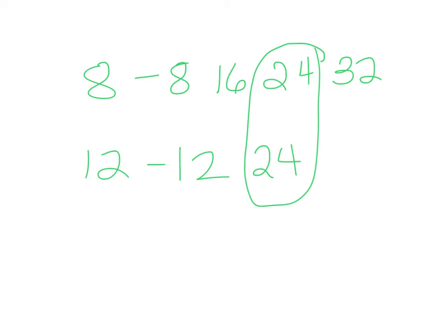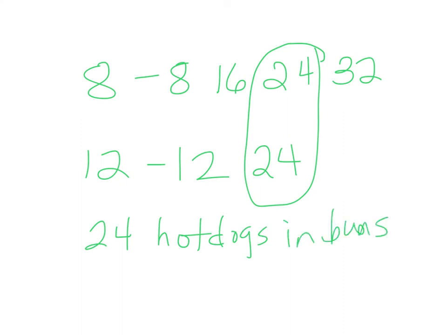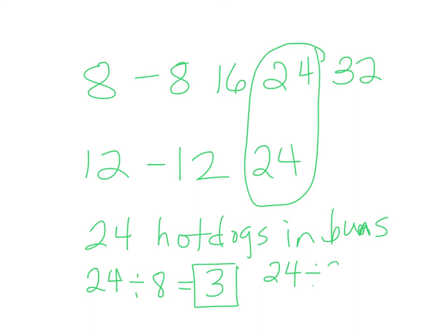So, George Banks can serve 24 hot dogs in buns. And how many packages of hot dogs will he need to buy? Well, if he needs to have 24 hot dogs and they come in packages of 8, he'll need to buy 3. And how many packages of buns will he need to buy? Well, if he needs 24 and they come in packages of 12, he'll need to buy 2.